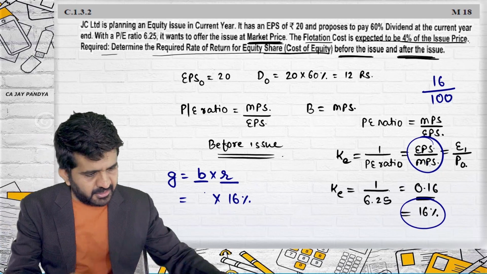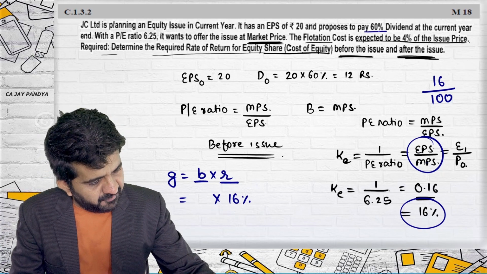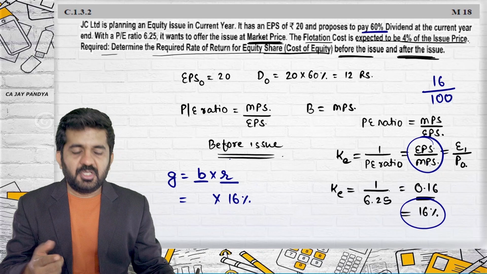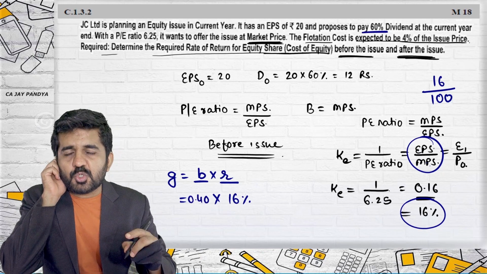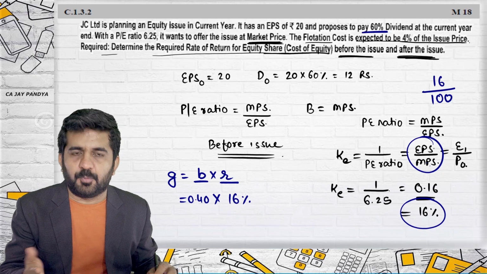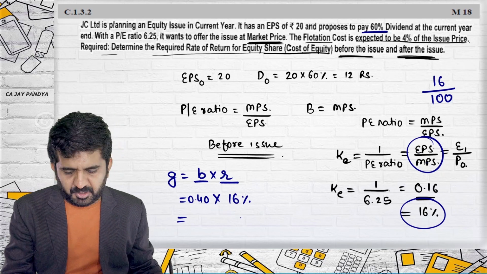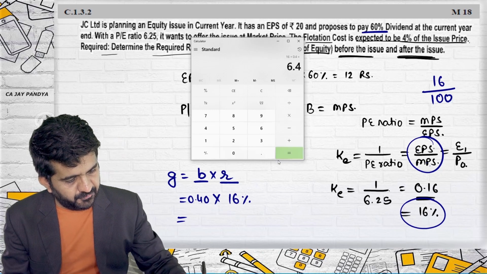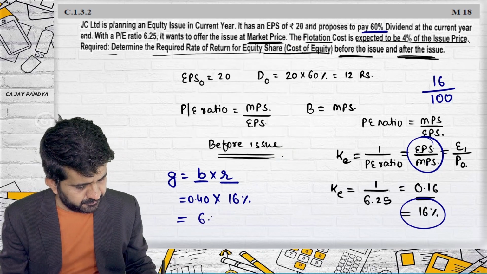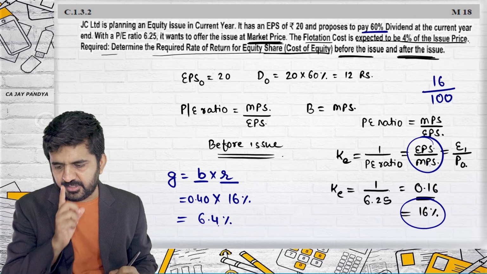What is the retention ratio? What is the dividend payout ratio? 60%. Then the retention ratio is 40%. All this you are going to learn in dividend policy. Just for the sake of solving, I have taken it over here. Start. So 16 into 0.4 will be 6.4%, which will be the growth rate.